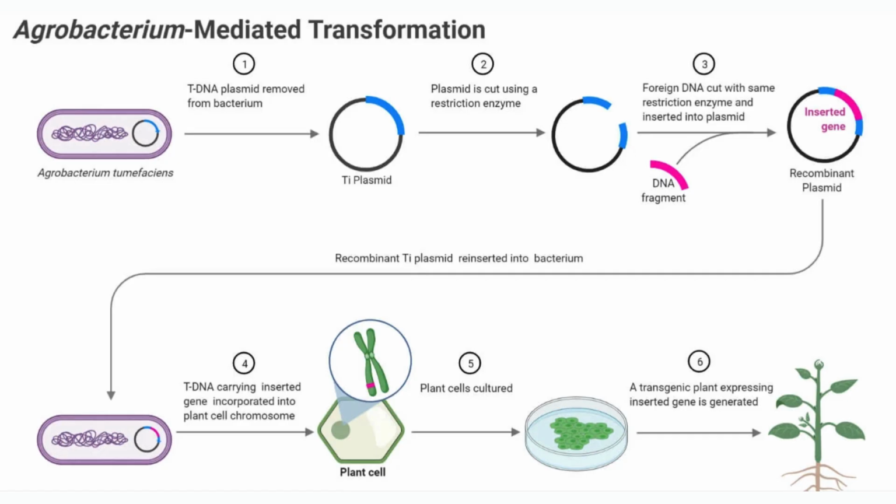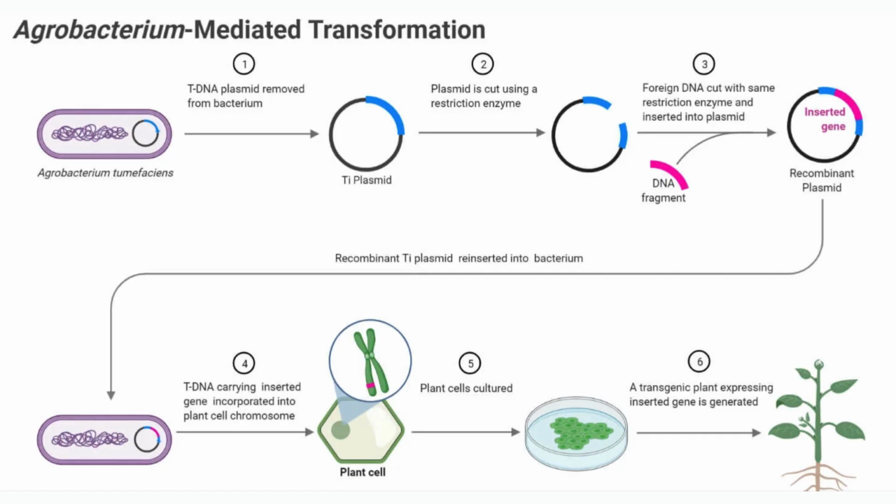Only the successfully transformed cells, those that receive the foreign gene, will survive thanks to the marker gene, that is antibiotic resistance. So for plant regeneration, the surviving plant cells are induced to differentiate and grow into full plants using plant hormones. This can occur through organogenesis, that is root and shoot formation, or somatic embryogenesis, which is artificial seed formation.